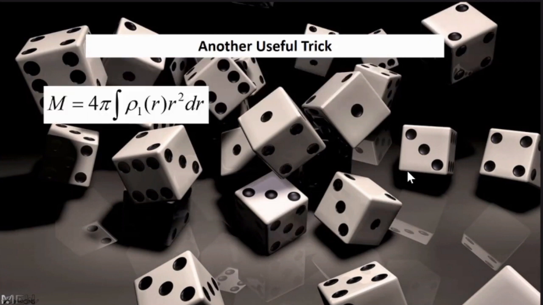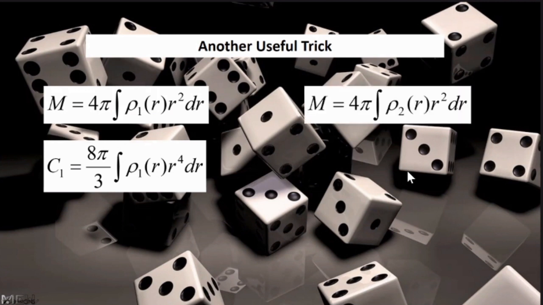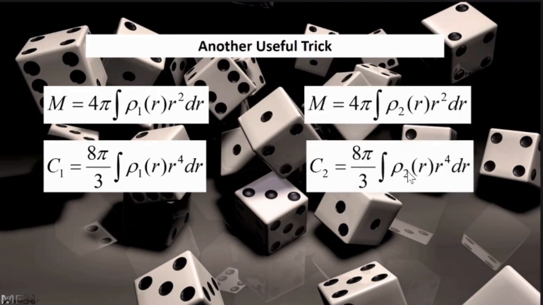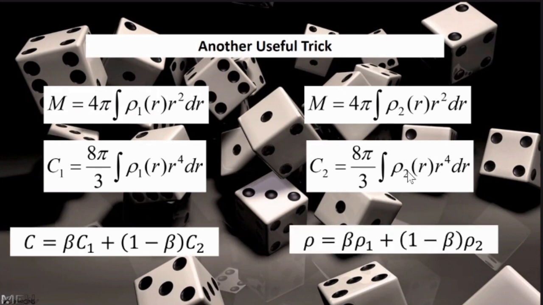Another trick. I find a density distribution that gives me the right mass. I calculate the moment of inertia, and it gives me whatever it gives me. Then I take a second density distribution that gives me the right mass, and I calculate the moment of inertia, and it gives me something else. If C1 is less than what I want and C2 is more than what I want, well, then it's simple. I do that, and I get the right C. And then I do that for the density distribution, and that density distribution will give me the right moment of inertia. It'll also give me the right mass, because both rho 1 and rho 2 give me the same mass. So automatically, I get what I want.